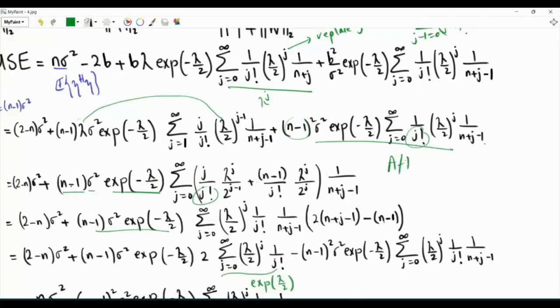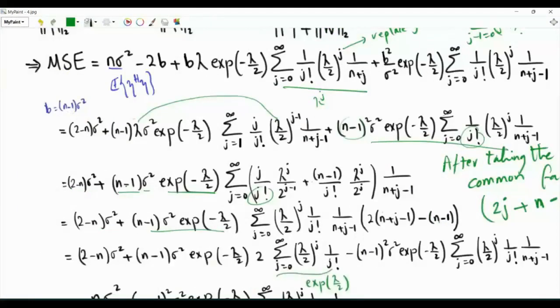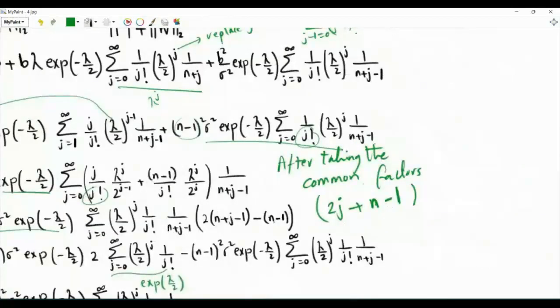Okay, so after taking the common factors, from the first summation, we have 2j. And from the second summation, we will have n minus 1, because there is n minus 1 squared, because there was a b squared. We set a value of b equal to n minus 1 times sigma squared. So this will lead to n minus 1 squared here. When we take n minus 1 as a common factor, we still have this n minus 1.